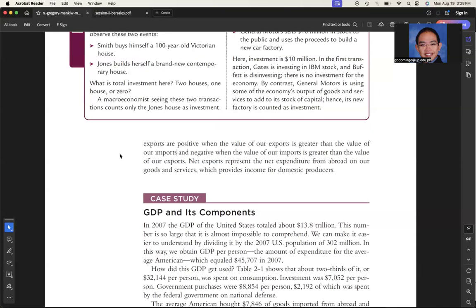Net exports represent the net expenditure from abroad on our goods and services, which provides income for domestic producers. So this represents expenditure from abroad on our goods and services. So it's still part of expenditure. And what the sentence also says, that if it's part of expenditure on what the Philippines produced, then it's also going to be income for domestic producers.